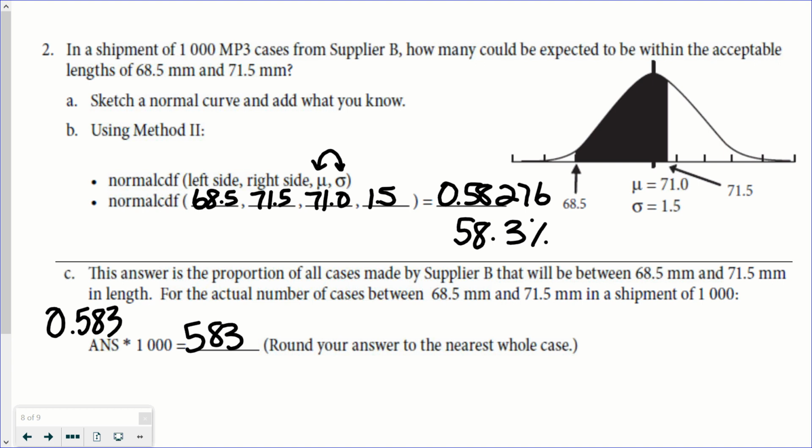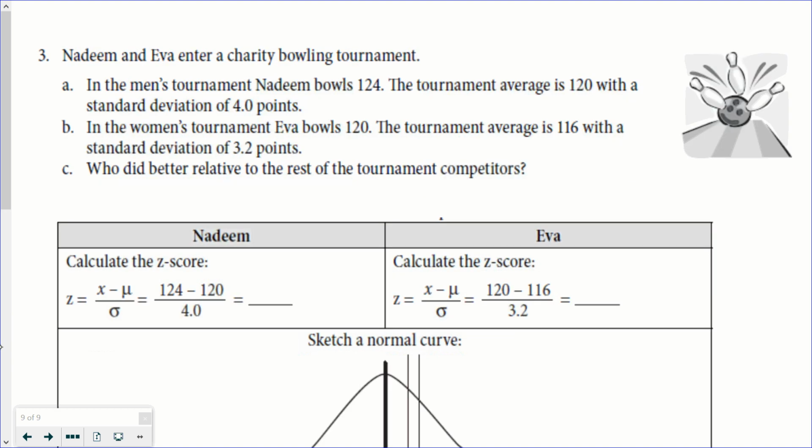So Nadim and Eva enter a charity bowling tournament. In the men's, so Nadim is a man and Eva is a woman, I guess. So Nadim bowls 124. The tournament average is 120 with a standard deviation of 4.0 points. In the women's tournament, Eva bowls 120. The tournament average is 116 with a standard deviation of 3.2 points. So the question, I guess, for C is who did better relative to the rest of the tournament competitors?